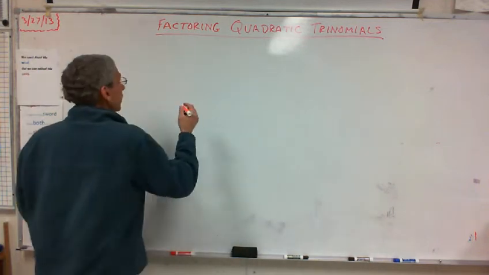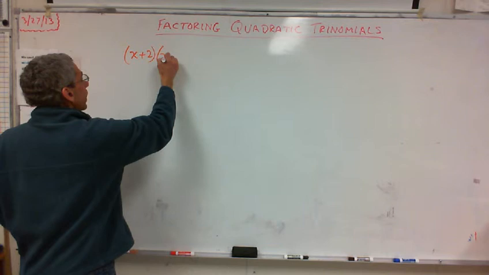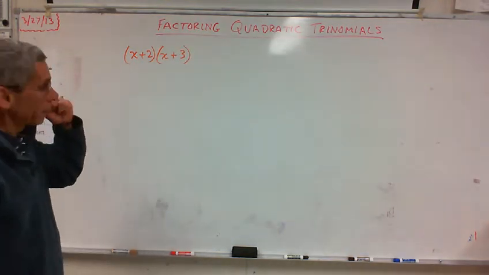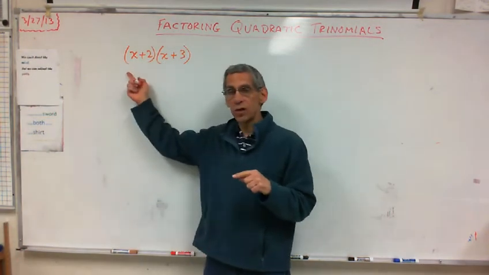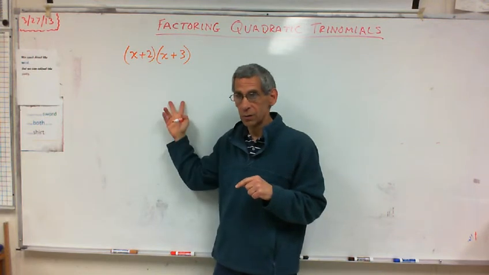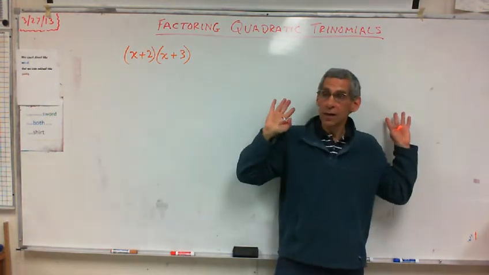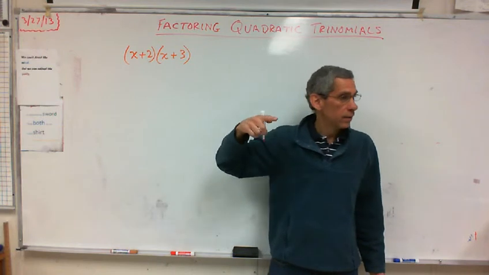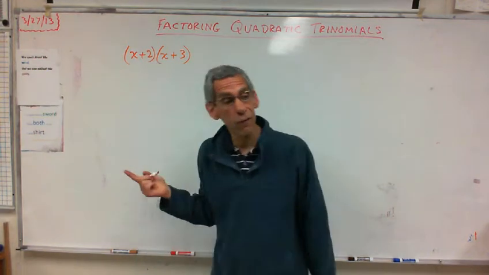So, let's say I had x plus 2 times x plus 3. Oh wait, so we're using FOIL again? I'm going to use FOIL for a second, because by multiplying it, I'm going to turn this into a quadratic trinomial. And then I'm going to take that same quadratic trinomial, and over here, I'm going to try to go backwards to get this again. And I'm going to show you how, okay? It's sometimes helpful to use one that you can do both ways, right? So let's do that.